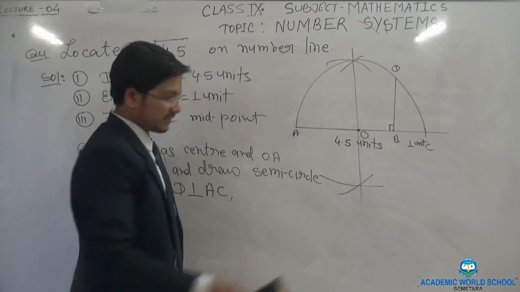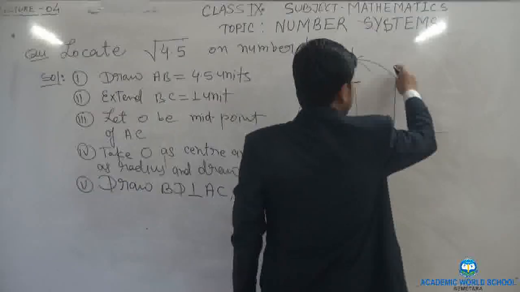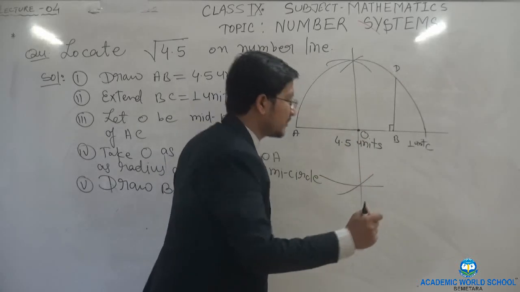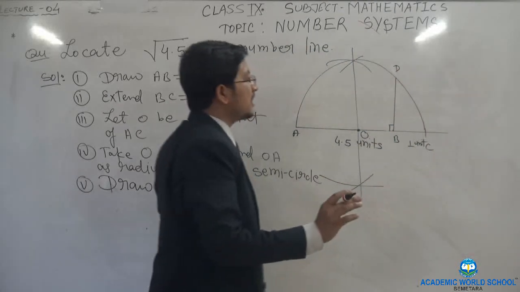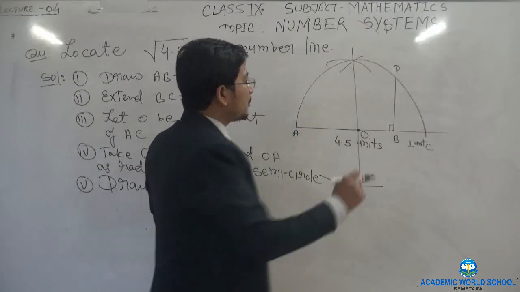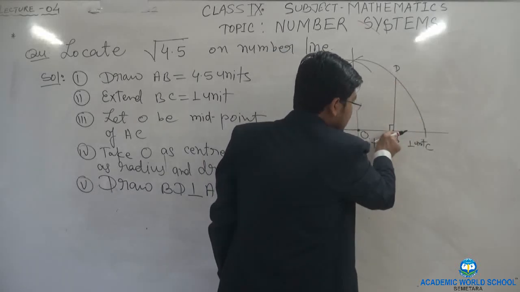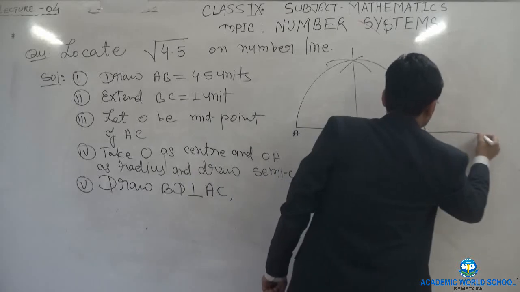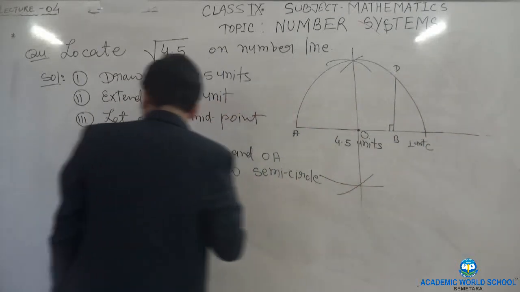this length, the length which we have drawn, this BD is now root over 4.5. Now this BD is root over 4.5. So what we have to do is, we have to draw an arc taking B as center and BD as the radius on this line. Okay, now draw an arc.